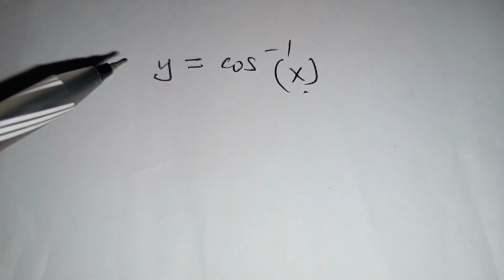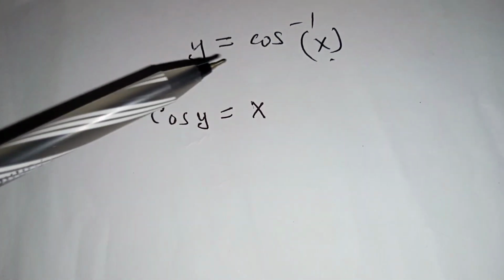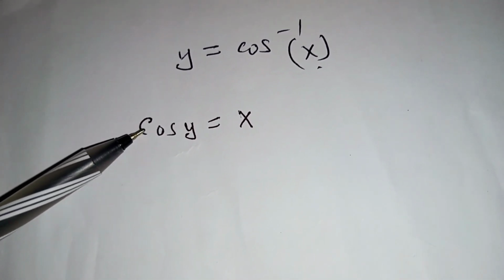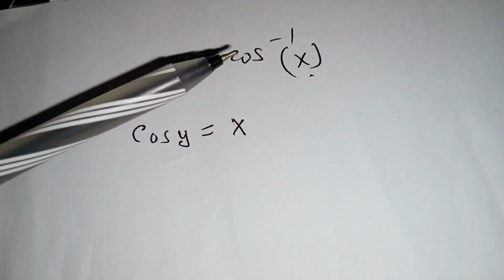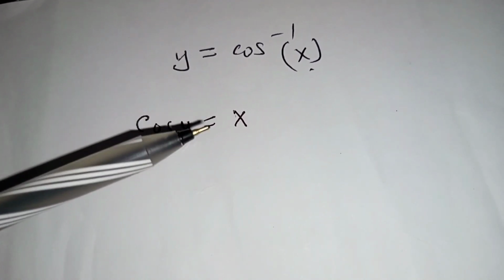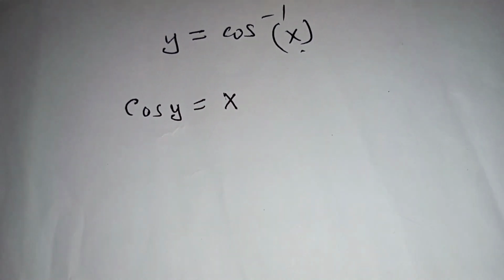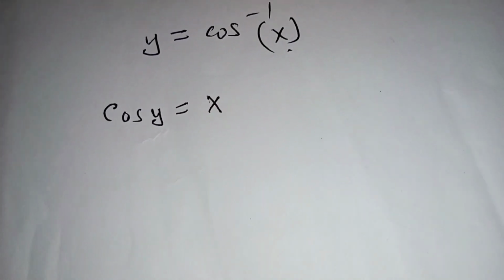The first thing, we multiply both sides by cos. So after multiplying both sides with cos, on the left hand side we will have cos y, and on the right hand side we will have cos inverse of x multiplied by cos, and we are going to be left with x. Then after that we differentiate both sides.